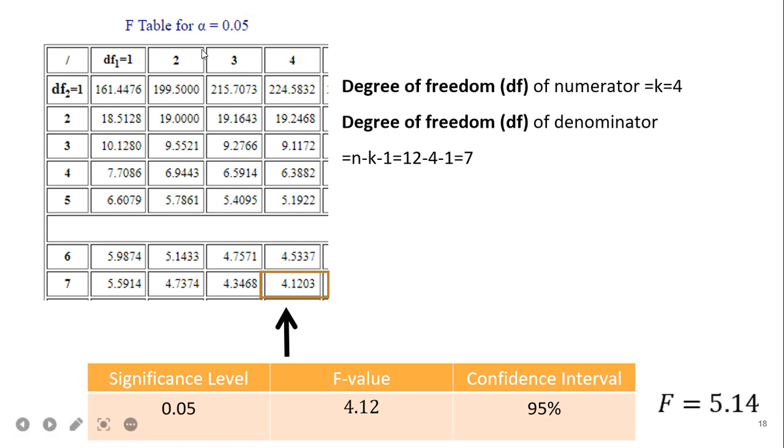95% confidence is given, therefore we are checking the table. Now the degree of freedom for the numerator is k, which is equal to 4, and for the denominator the degree of freedom is equal to 7. So we take the intersection of 4 and 7 and we can check that 4.12 is less than what we calculated, 5.14. Therefore we are rejecting the null hypothesis and accepting the alternative hypothesis, meaning all variables are significant in nature.